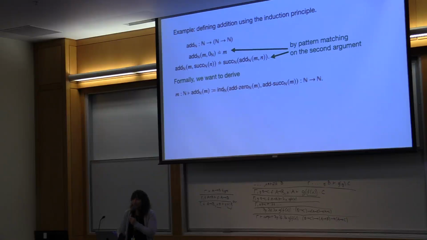And it's going to be this ind symbol applied to something. This P0 will be this add 0, and PS will be this add suc. And we have to define these two guys, okay? Certain equalities have to hold for these two, add 0 and add suc, and the computation rules will tell us which equalities they have to satisfy. So, add 0 has to be of type n.